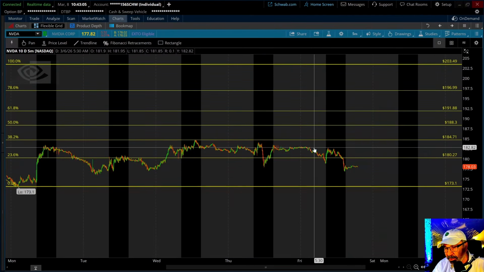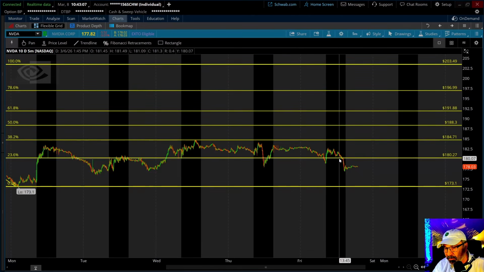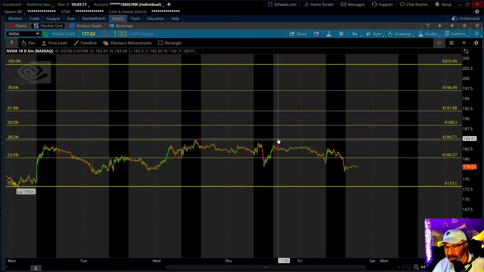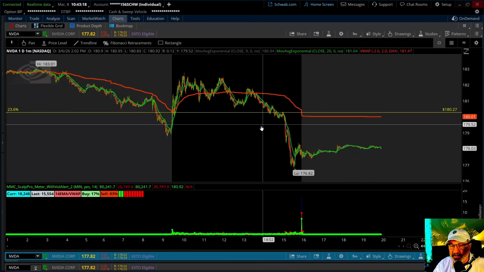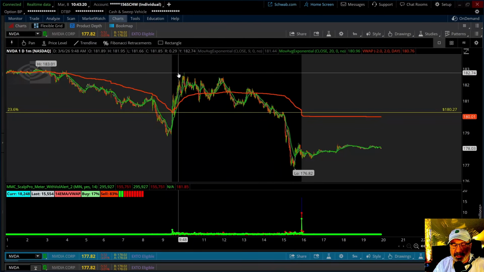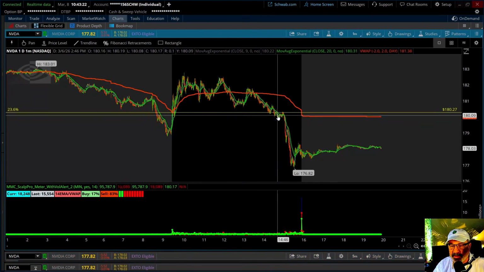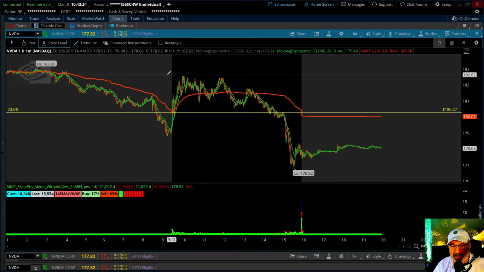As you can see, this actually would have been very helpful on NVIDIA. As we get over here further away, it's not working quite as well, although there is quite a bit of consolidation right here. This is a 5-minute chart. Let's take a look at it on a 1-minute chart. Here's a 1-minute chart, and this would have just been the day that we traded right here. So let me zoom in on this.